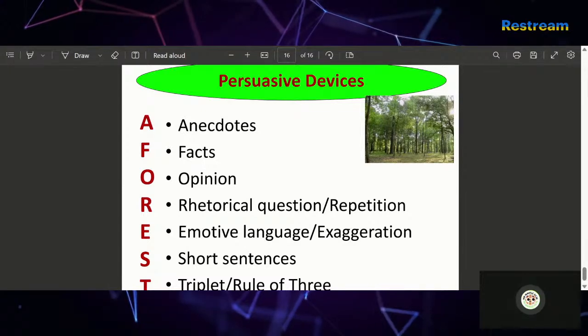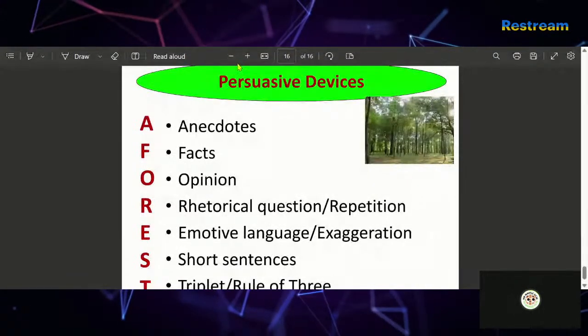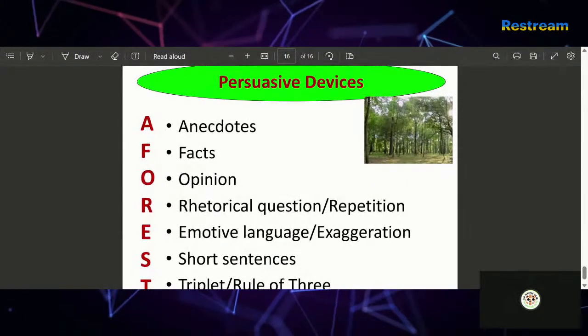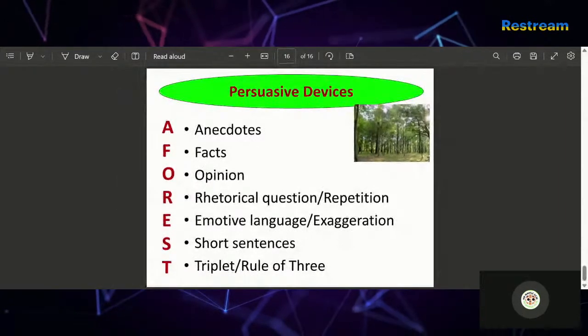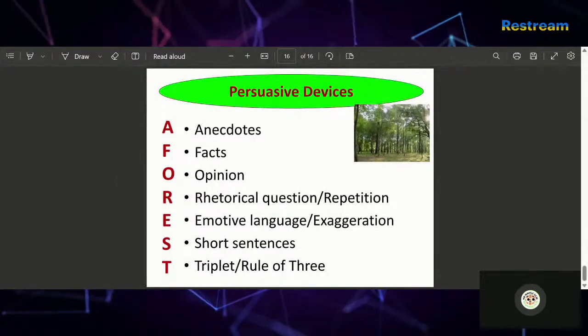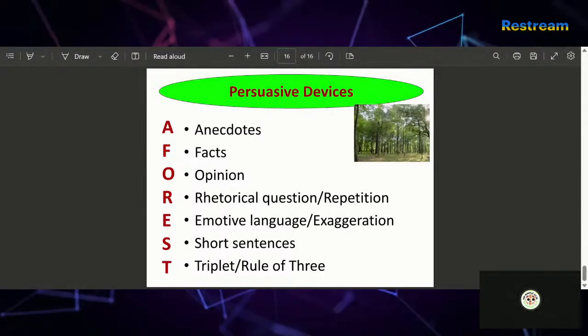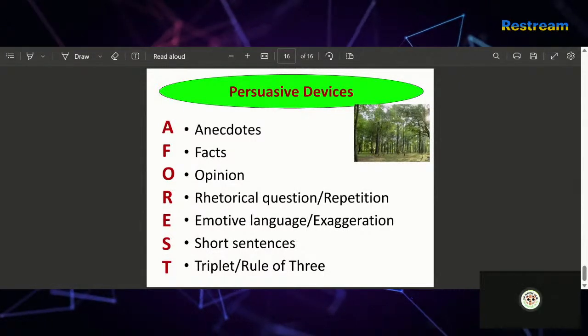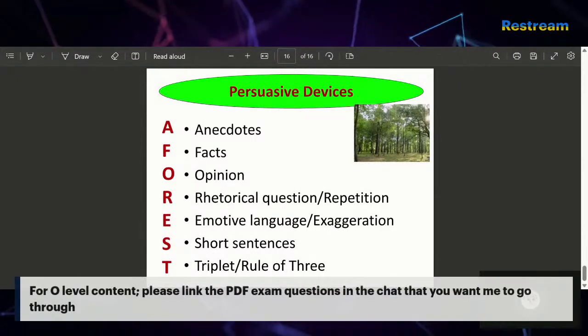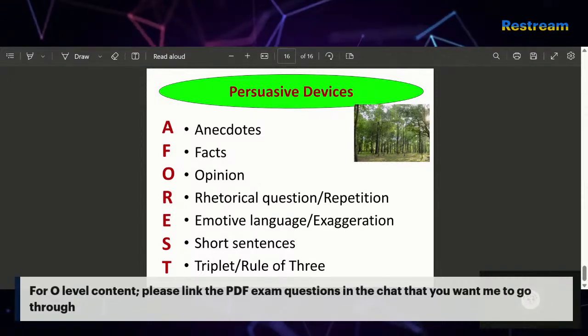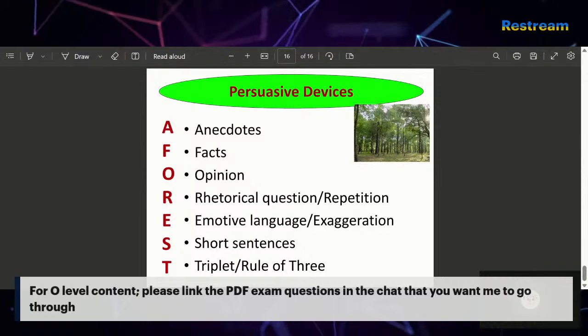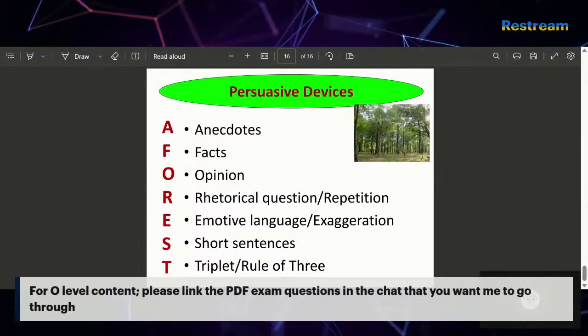So you can see here, I've put on the screen some key things, persuasive devices, and it stands for A FOREST. So we've got anecdotes, facts, opinions, rhetorical questions, repetition, emotive language, exaggeration, short sentences, triplets. All of these things are needed within persuasive writing.